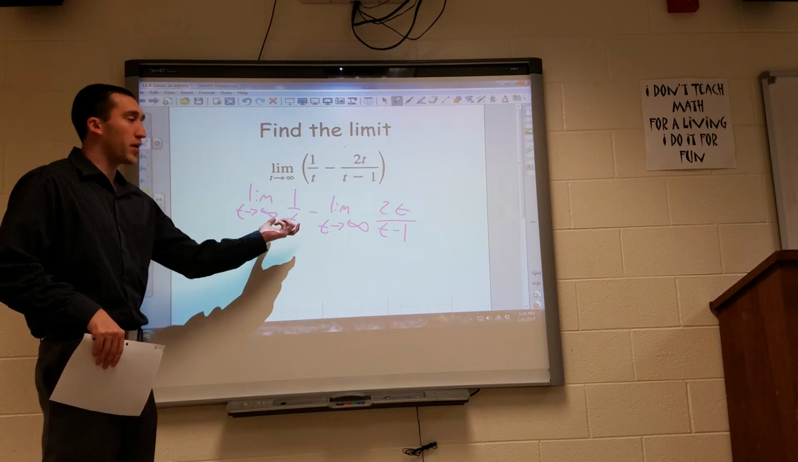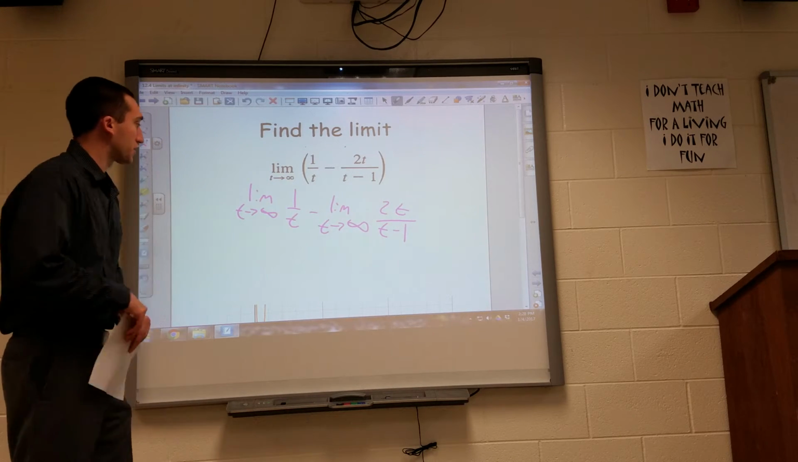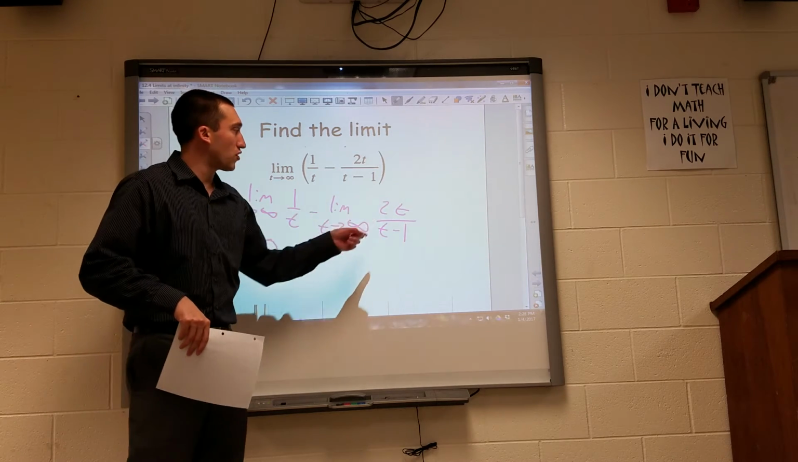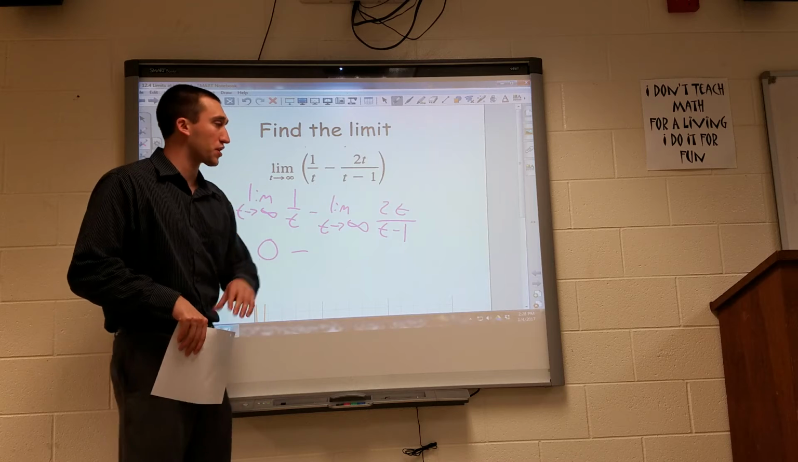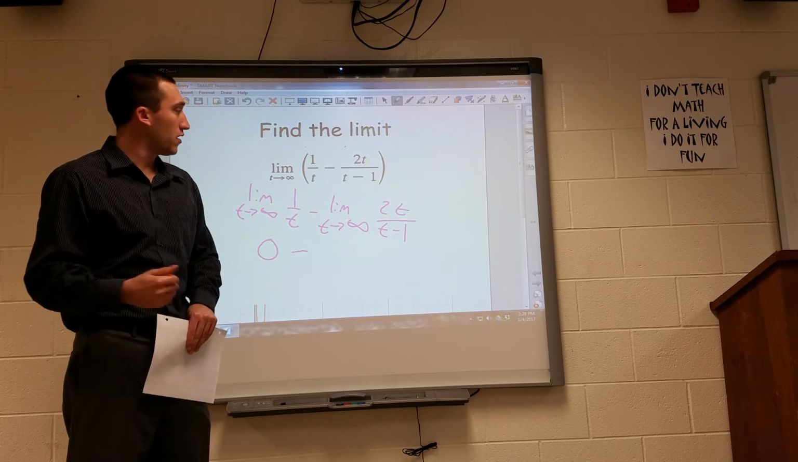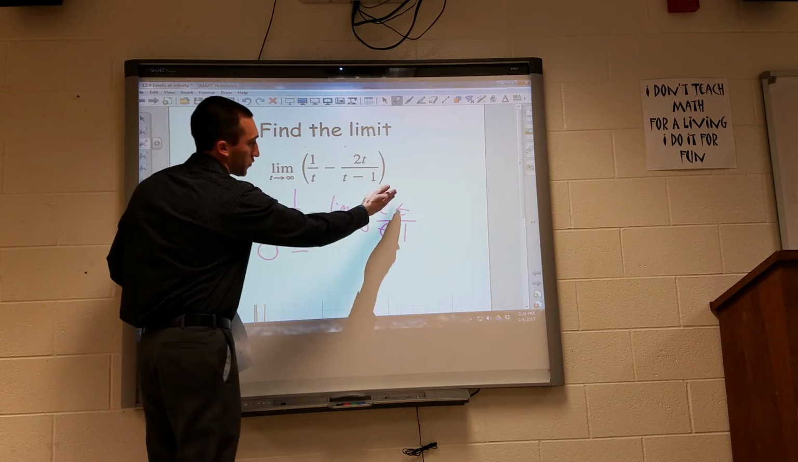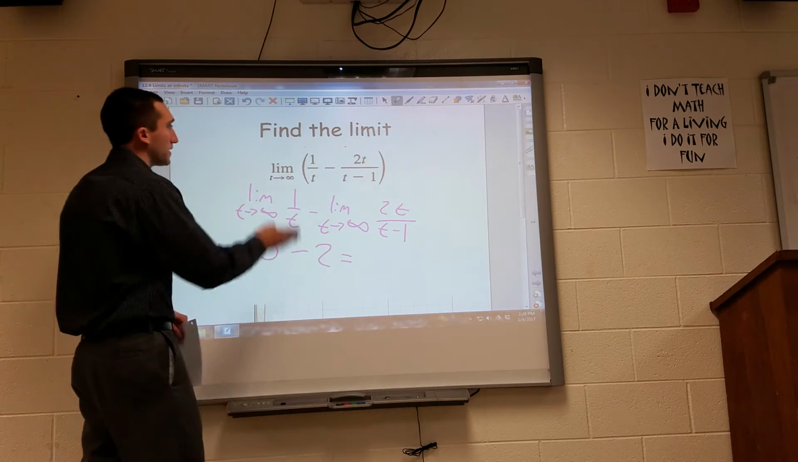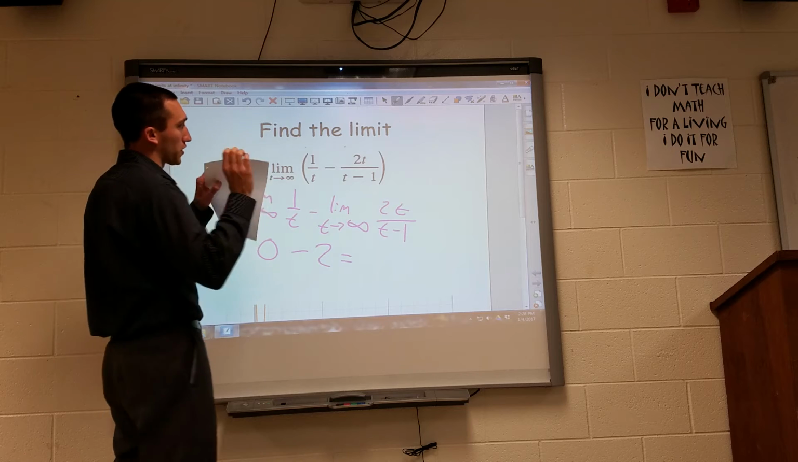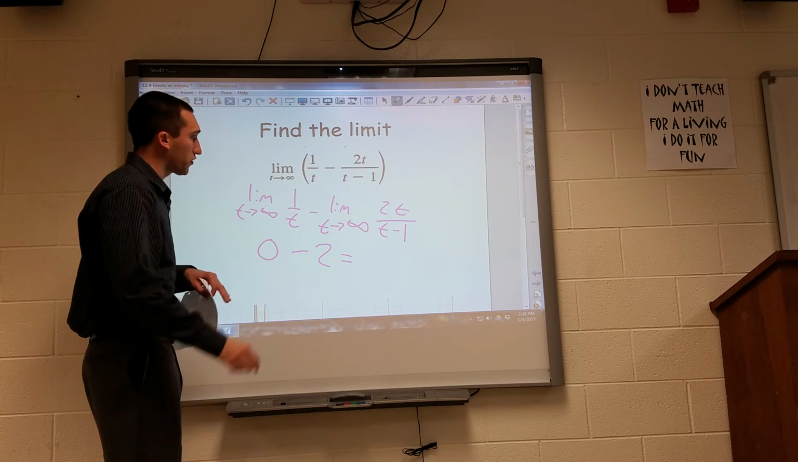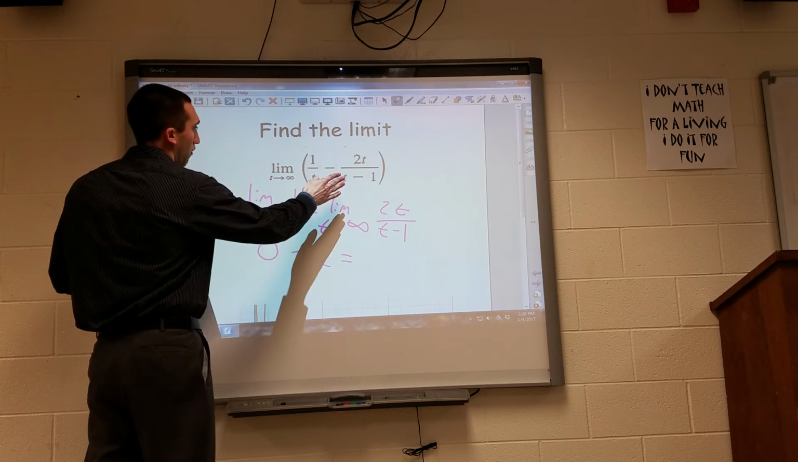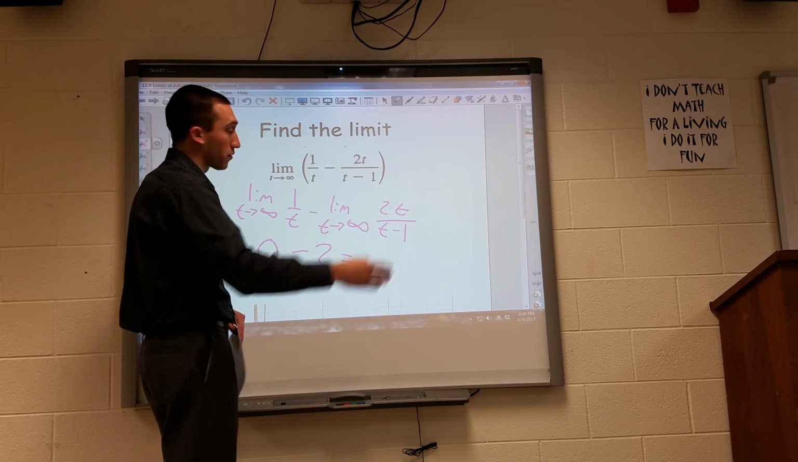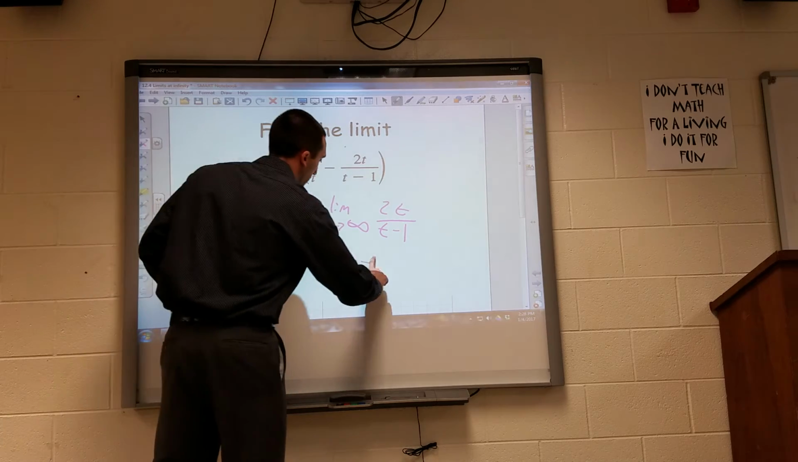Well, here my denominator has a larger degree, so that's just going to go to 0. And here my numerator and denominator have the same degree, so I'm just going to take the ratio of those two coefficients. This one's 2, this one's 1, so 2 divided by 1 is 2, meaning the limit of this whole function as t goes to positive infinity is going to be negative 2.